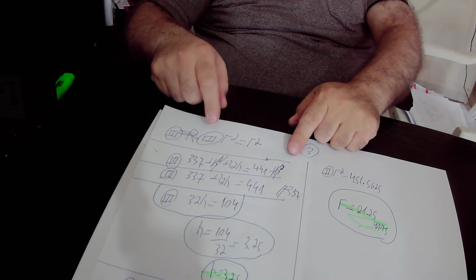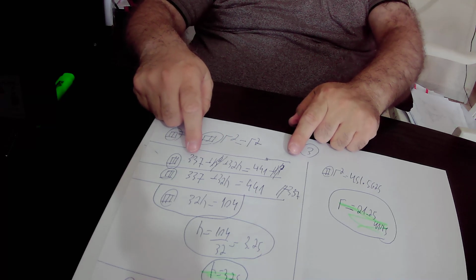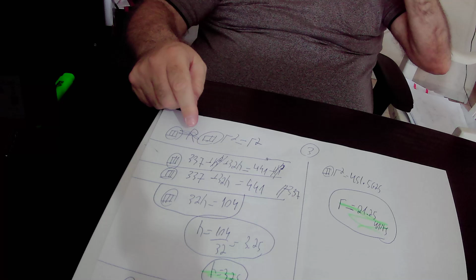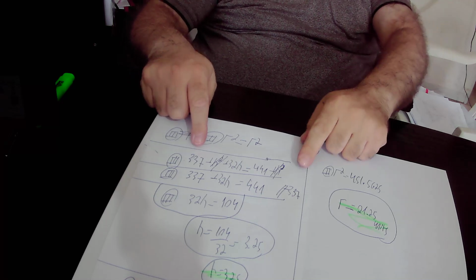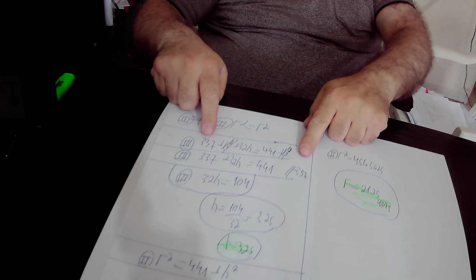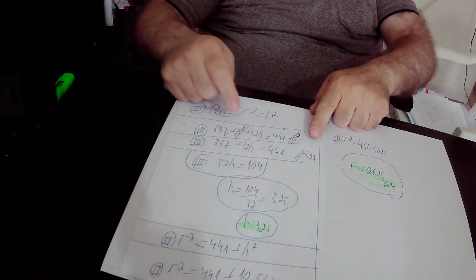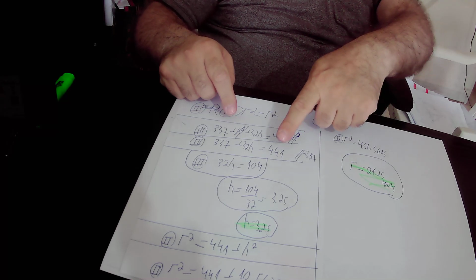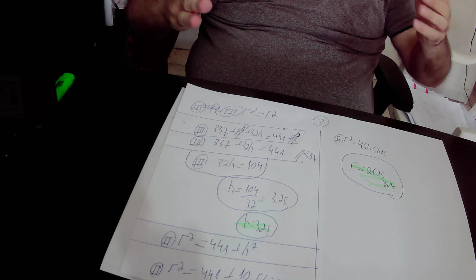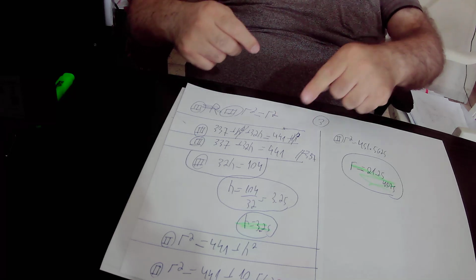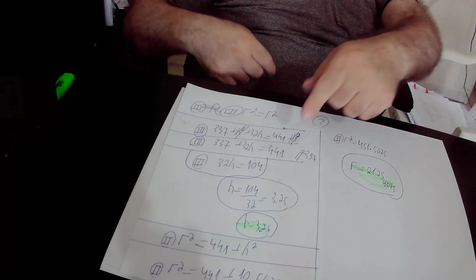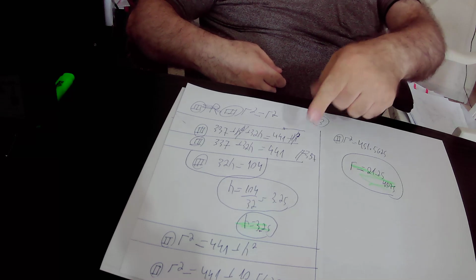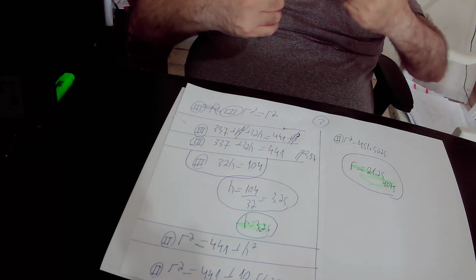And we found out that according to equation number 3, 337 plus 32H equals 441. Here we subtracted 337 from both sides and found out that 32H equals 104, because 441 minus 337 equals 104. We divided equation number 3 by 32 and found out that H equals 104 over 32, that is 3.25 units. So H equals 3.25 units.